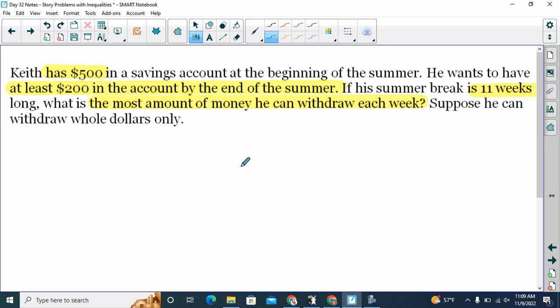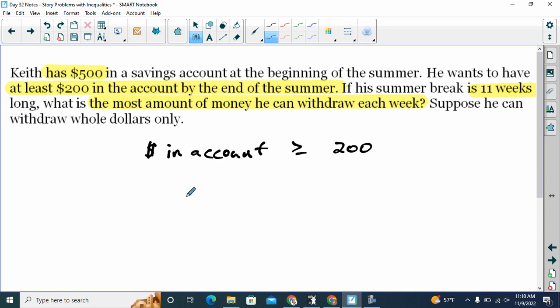Again, we are going to start with words here. It looks like we're dealing with the amount of money in the account. And at the end of the summer, we need that to be at least $200. So we're going to compare that to 200. I want you to think about which side needs to be bigger. We want his money in the account to be at least $200. We want the money in the account to be more than, or it could be equal to 200. And then we want to think about what types of things affect the money in his account.